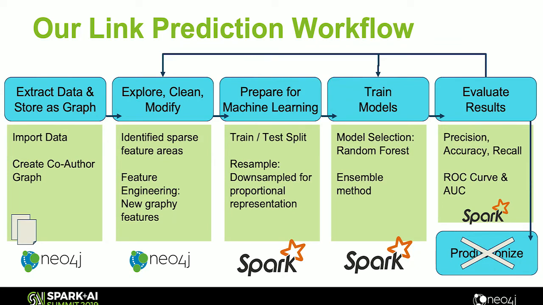From there, we did our training. And I know this looks like a straight line from left to right, but it's not. We had to do multiple iterations to make sure we were getting the results that we needed. But we trained in Spark, and then we evaluated our results, looking at things like the ROC curve and the area under the curve. We didn't productize anything, because that's not the business we're in. But that would be the typical flow.